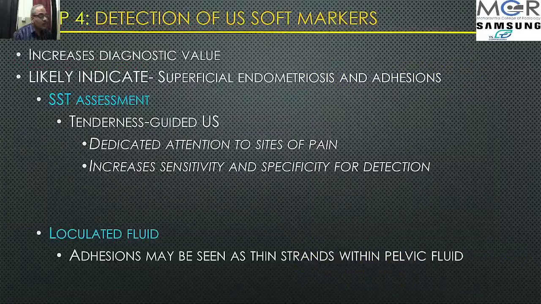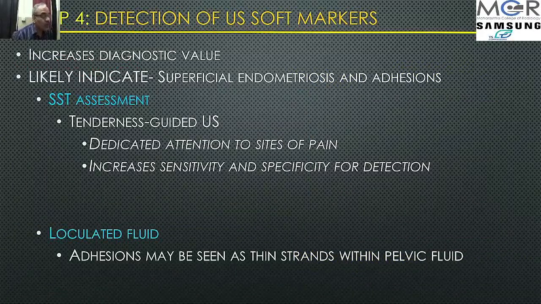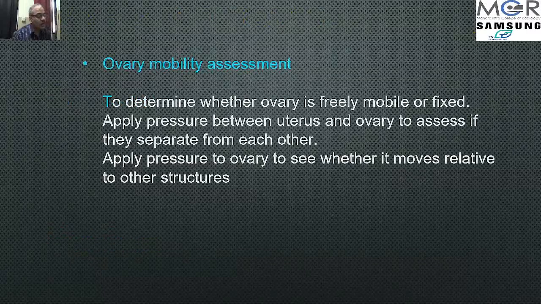The last step is detection of ultrasound soft markers. It's quite easy, but it increases the diagnostic value. The superficial, this indicates superficial endometriosis and also adhesions. There is tenderness guided ultrasound. We can just put the probe into the vagina at various locations and ask the patient if she is experiencing pain, and pay dedicated attention to the site of pain. This will increase the sensitivity and the specificity of detection. The localization of fluid and adhesions can also be seen and considered as soft tissue markers.